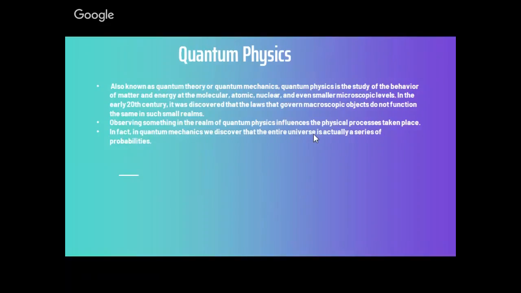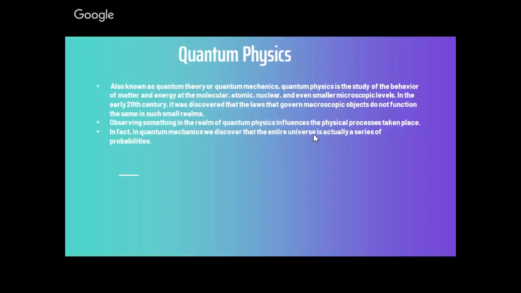Now let's talk about quantum physics. Also known as quantum theory or quantum mechanics, quantum physics is the study of the behavior of matter and energy at molecular, atomic, nuclear, and even smaller microscopic levels. In the early 20th century, it was discovered that the laws that govern microscopic objects do not function the same in such small realms. Observing something in the realm of quantum physics influences the physical process taking place.